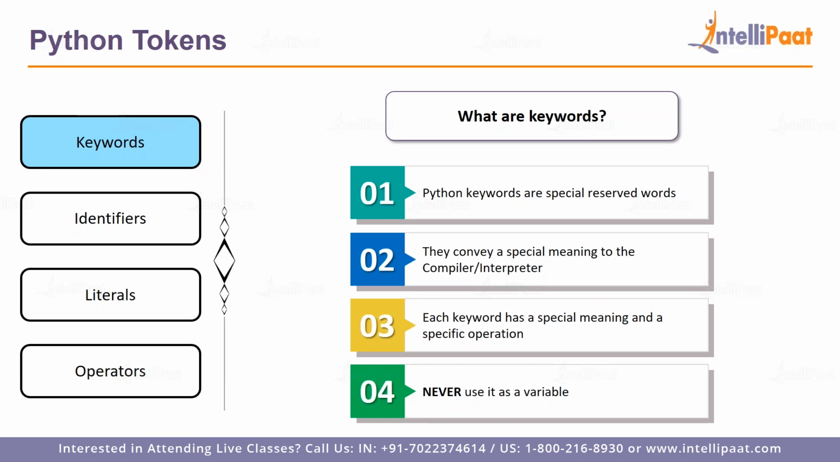action. It has to allocate memory. It has to create something on the call stack. It has to do something in the background instead of just treating it as a normal variable. Now, each keyword has a special meaning and a specific operation. We'll come across many keywords, and we'll take a look at what they mean one by one. We should never use a keyword as a variable, because that's going to cause a lot of problems when we run into later code. And we'll understand what that means in a moment as well.